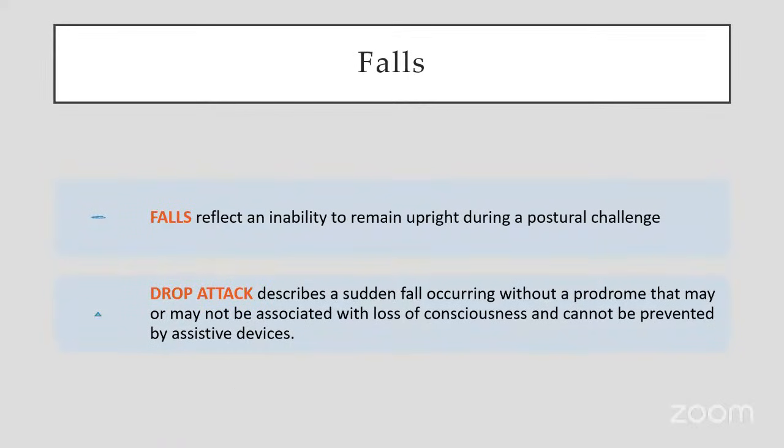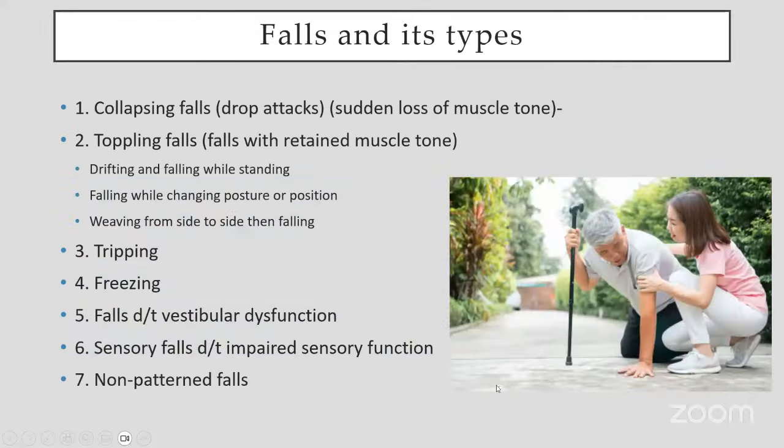Falls are defined as reflecting an inability to remain upright during a postural challenge, whereas drop attacks are described as a sudden fall occurring without a prodrome that may or may not be associated with loss of consciousness and cannot be prevented by assistive devices. So I'll go forward, ma'am, for the falls and its types.